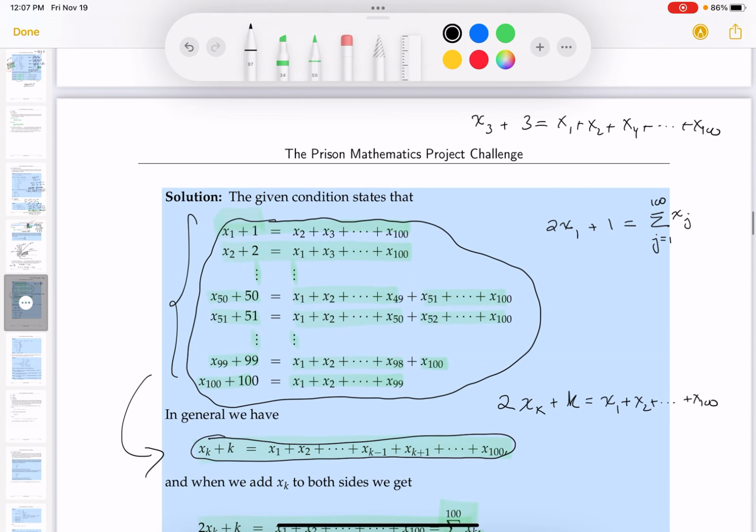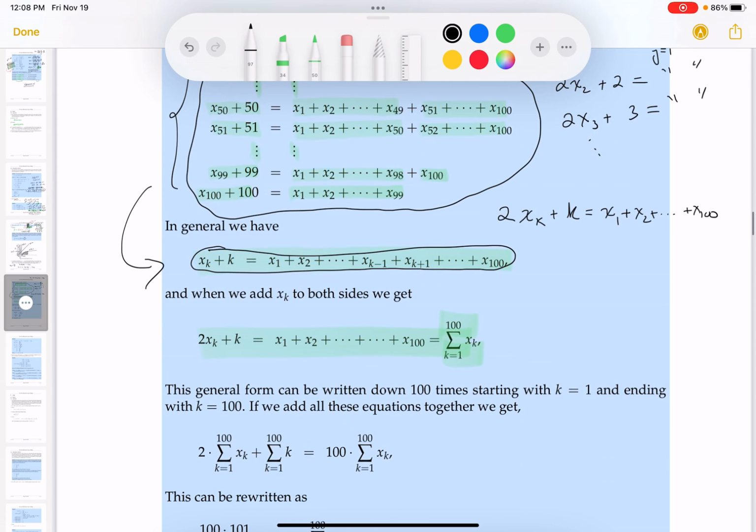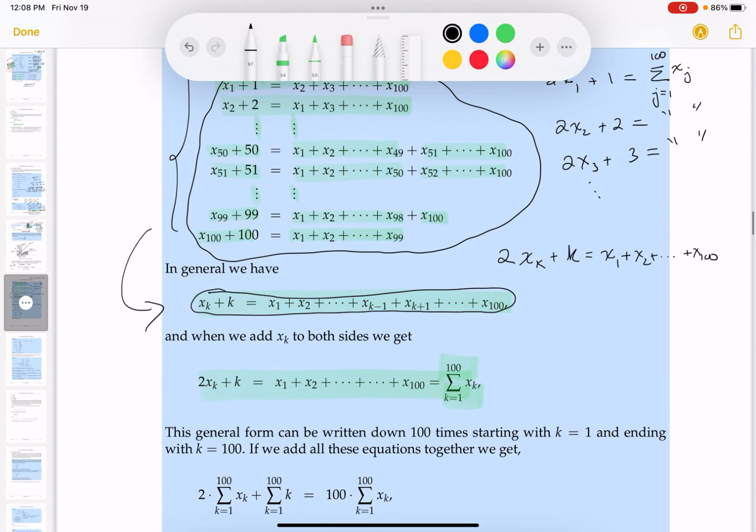And what's the next one going to be? It would be 2x2 plus 2 would equal that thing. And then 2x3 plus 3 would equal that thing. You get the idea? All right, I keep going, right? So I'm thinking I could just add them all together. And what would you get? Let me go to the end. So it's going to be 2x100 plus 100 equals the same sum, right?